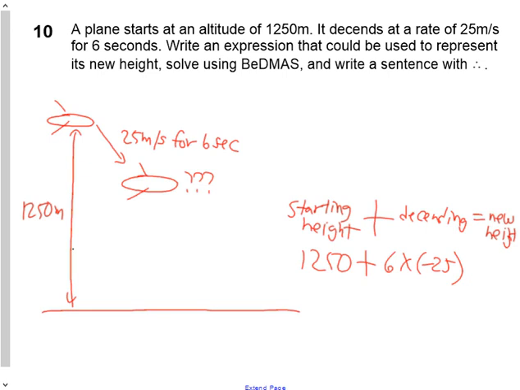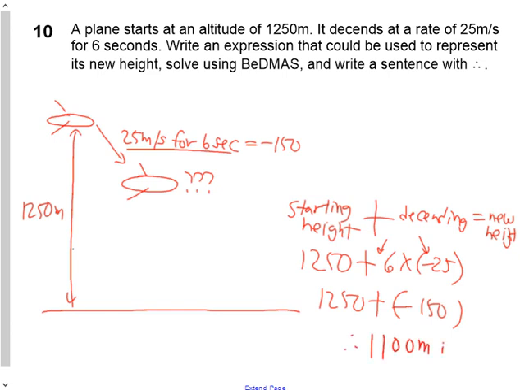So if we follow BEDMAS, we're going to say, well, 1,250 meters plus, what is 6 times 25? Well, 4 times 25 is 100. So 6 times 25 is 150. But since it's a +6 times a -25, it's going to be a negative. So if we think about that, it went down right here. This distance here goes down 150 meters, which is our -150. And if we combine the starting height with the change in altitude, we have a final height of 1,100 meters. And that's our answer. Therefore, 1,100 meters is the new height.